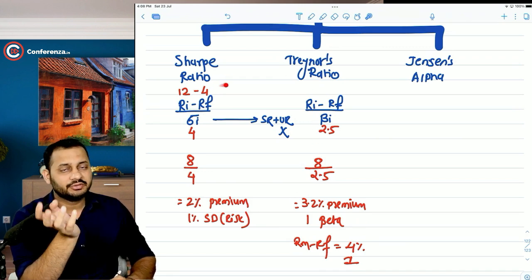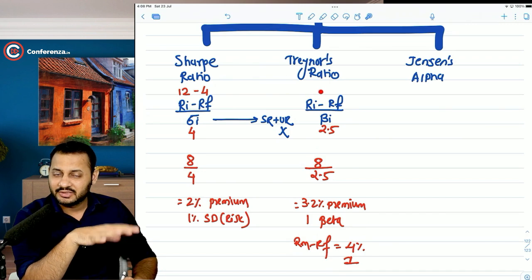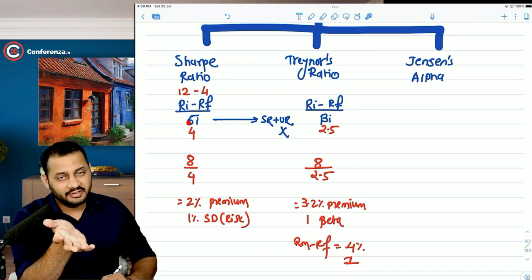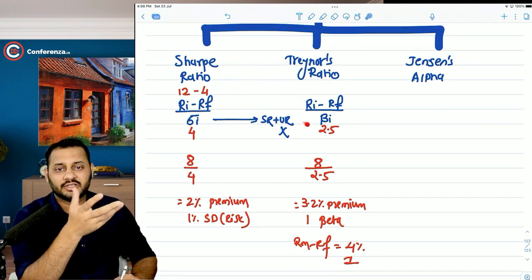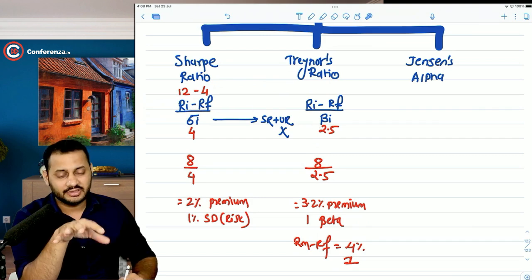This is the Sharpe ratio, this is the Treynor ratio. That's it. Sharpe ratio has a basis of standard deviation and Treynor ratio has the basis of beta. That's it. Both the things are simple.